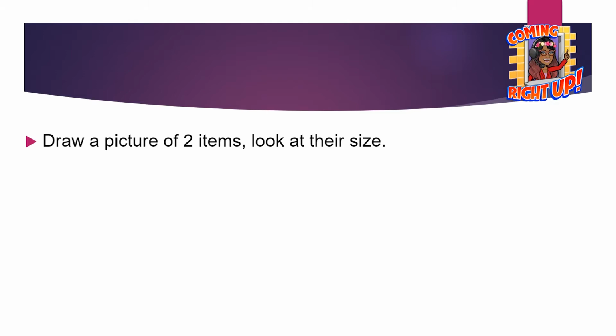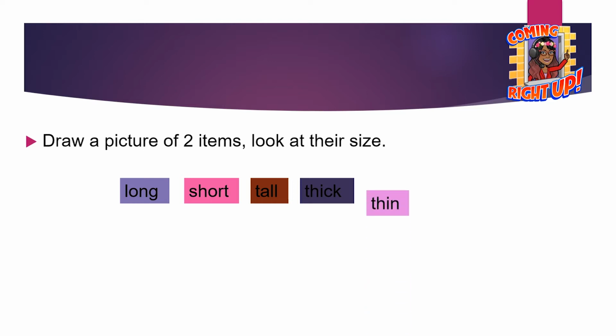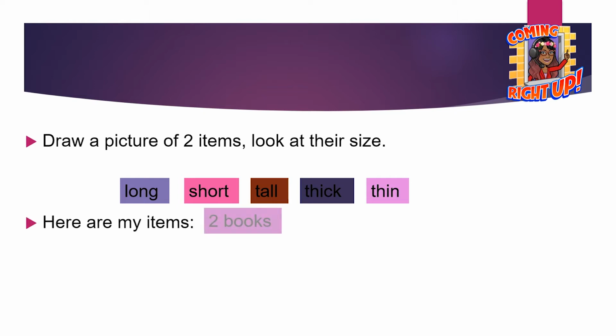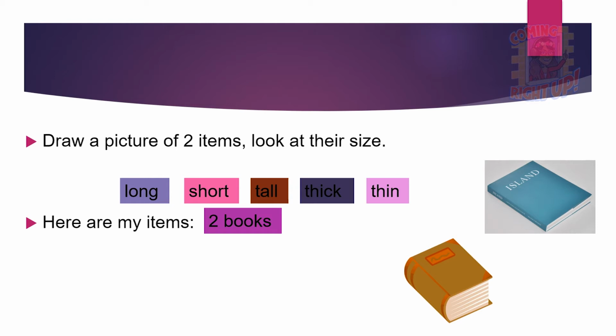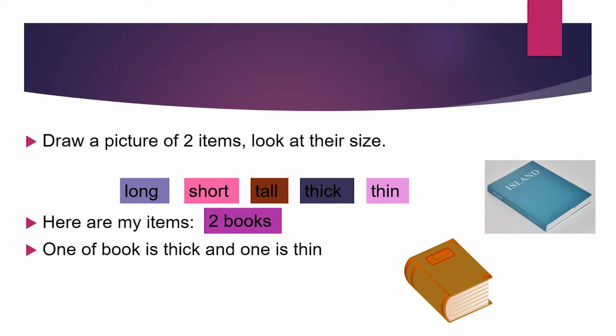Let us start out by drawing pictures of two items. Look at their size. Are they long, short, tall, thick, or thin? Okay, here are my two items. I drew two books. Here are my two books. One of my books is thick and the other is thin. Did you see that, boys and girls?